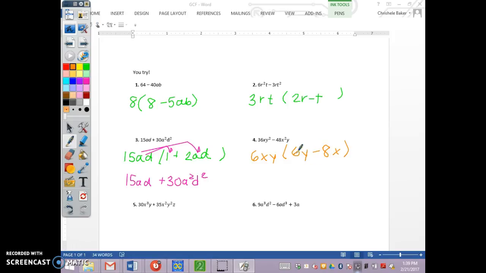Is there anything else common between 6 and 8? Absolutely, a 2. So instead of taking out a 6, I actually want to take out a 12, because it's bigger. It's the greatest common factor. So it's okay if you do part of it and then you're like, that wasn't all of it. You keep going, you can try again. 36 divided by 12 is 3. I still took out the x, I still have a y left, and 48 divided by 12 is 4. I have 1 x left, I took out the y. See, 4 and 3, nothing common anymore.